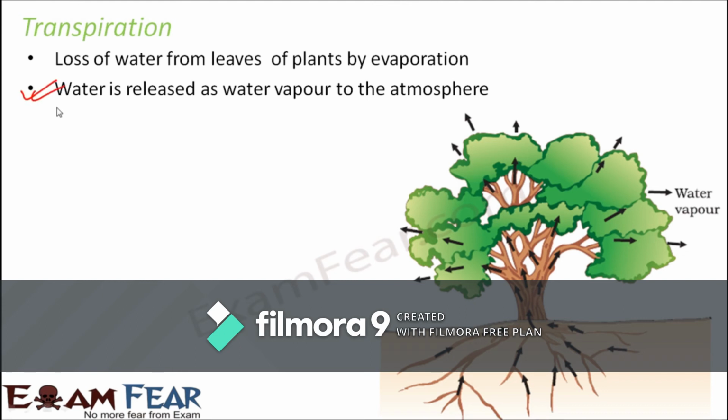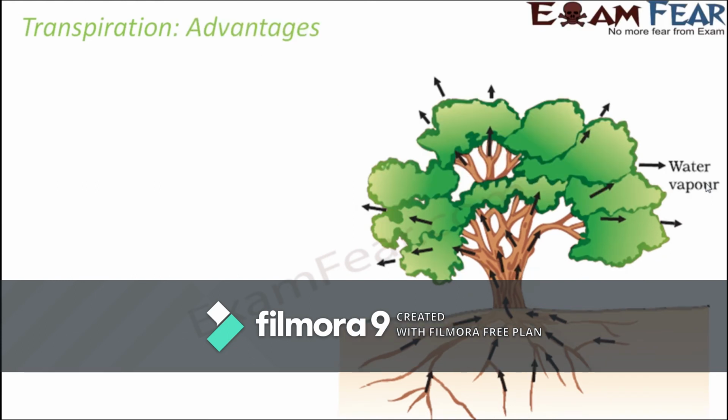So here we see that water is released as water vapor to the atmosphere. This is important, because what you have in the surrounding air is water vapor. There are a lot of things on this earth which contribute to adding water vapor to the atmosphere. One thing that we learned about is the oceans. By evaporation of water from the oceans, a lot of water vapor comes to the atmosphere. Again, by the process of transpiration, a lot of water vapor comes to the atmosphere from plants.